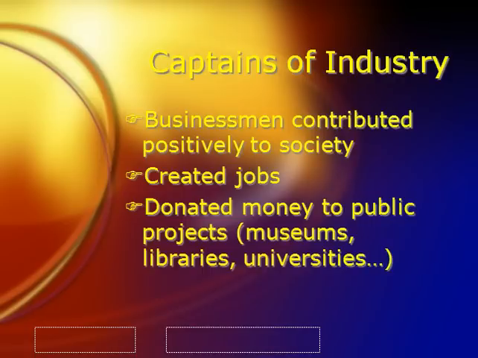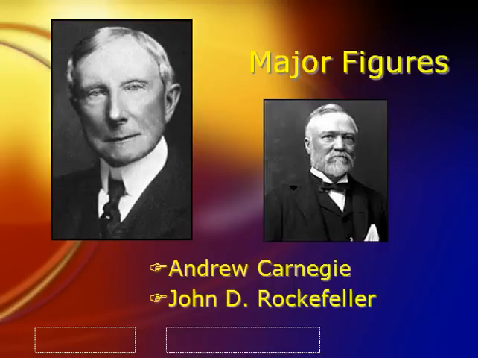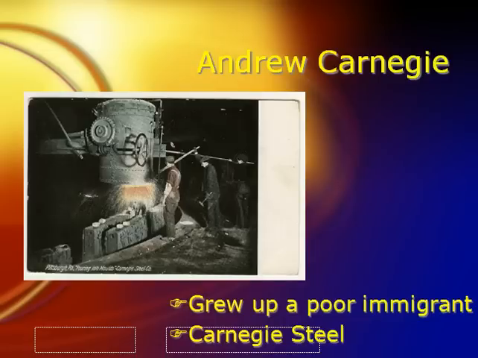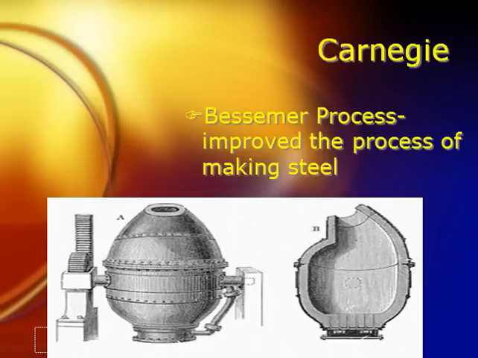And two major figures that we're going to take a closer look at are Andrew Carnegie and John D. Rockefeller. Start off with Andrew Carnegie. He grew up a poor immigrant, immigrated to the United States, and ends up founding Carnegie Steel. And he was successful, and one of his many contributions to the United States was the Bessemer process. And he perfected this process and improved the process of making steel. It was a very efficient method to produce steel, so it could be produced quickly and cheaply.